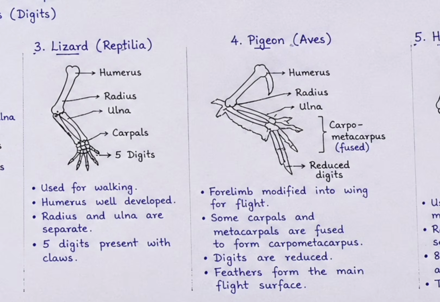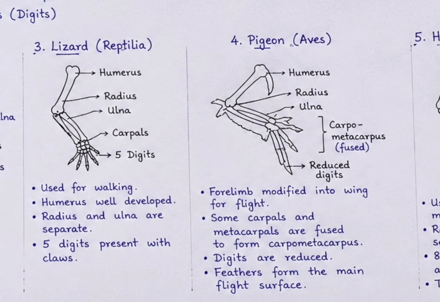We have to see the diagram. The humerus is well developed, the radius and ulna are both separate, then carpals and five digits. In the frog there are only four, in lizards we have five. Next, Aves. For example, we take the pigeon. In the pigeon, the forelimbs are modified into wings for flight.